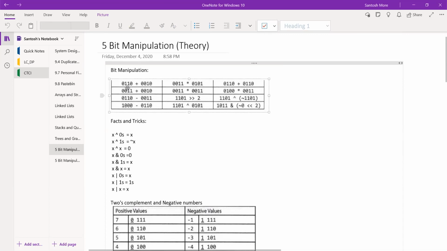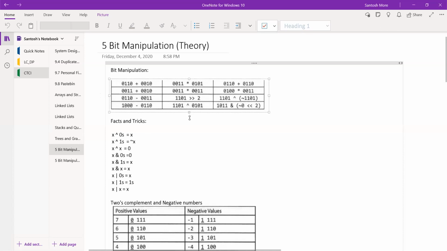Okay. So if 0110 plus the top left one, 0110 plus 0010, actually boils down to 1000, correct? So if we know how we add and subtract binary bits, the first column should be easy, right? Should not be a big deal.